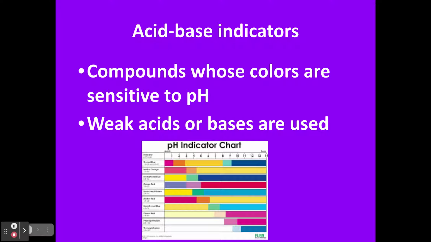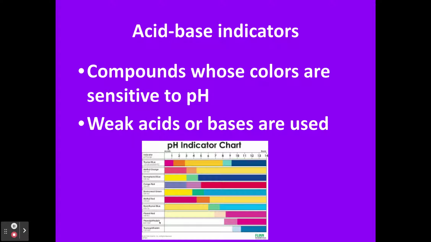So the first thing, a little refresher: we've talked about acid-base indicators, but this is just a substance where the color will change depending on the pH. And typically these are going to be weak acids or bases that are used to make these indicators. And this chart shows you several different indicators.